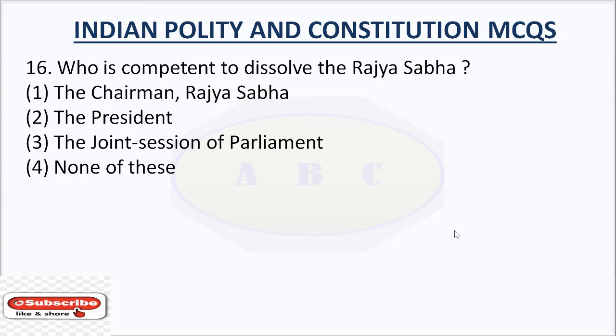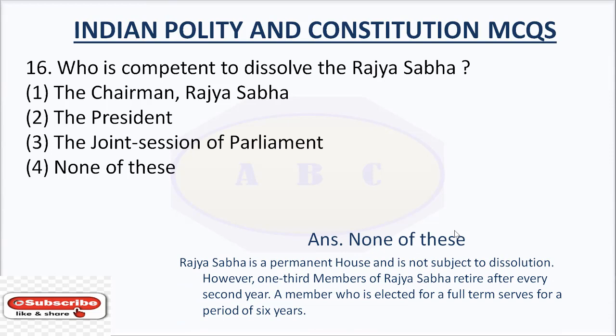Question number 16. Who is competent to dissolve the Rajya Sabha? Option number 1, the chairman of Rajya Sabha. Option number 2, the President. Option number 3, joint session of Parliament. Option number 4, none of these. The right answer is none of these.